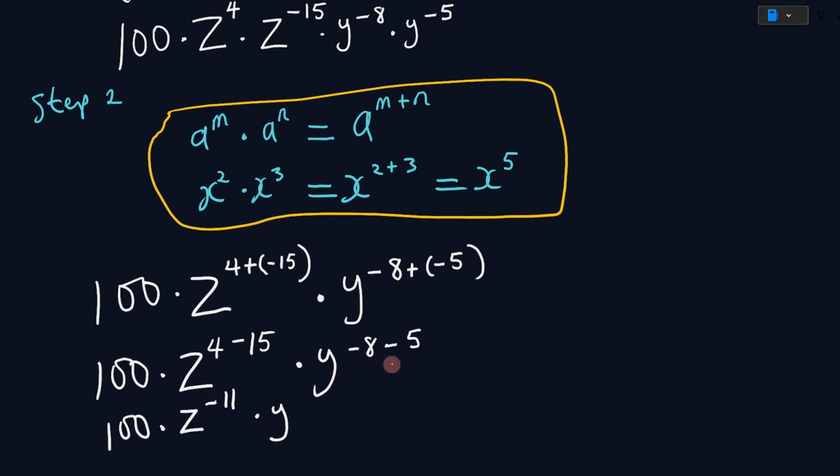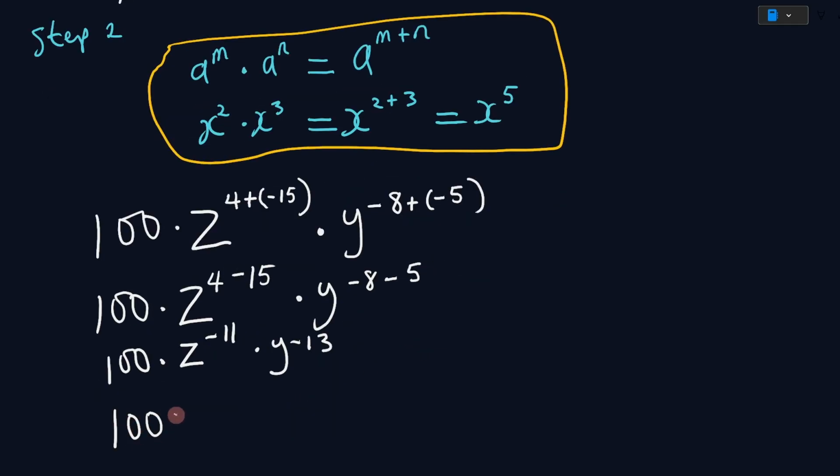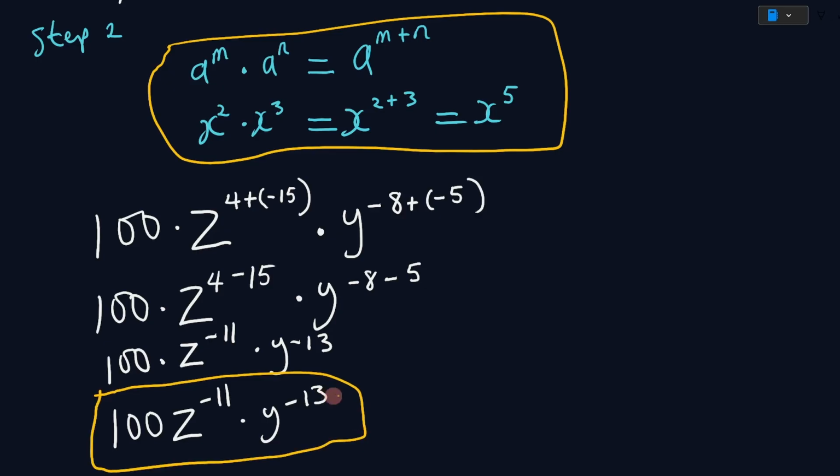When we are subtracting a number from a negative number, the easier way to do it is to add the two numbers and maintain the negative sign. So this will be negative 8 plus 5 is 13, negative 13. This will now be 100 multiplied by z exponential negative 11 multiplied by y exponential negative 13. This is the correct simple form, but in most algebra classes, we're expected to write the final answer using a positive exponent. We can simplify this further using our third exponent rule.